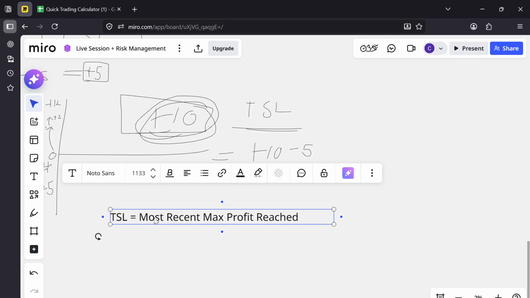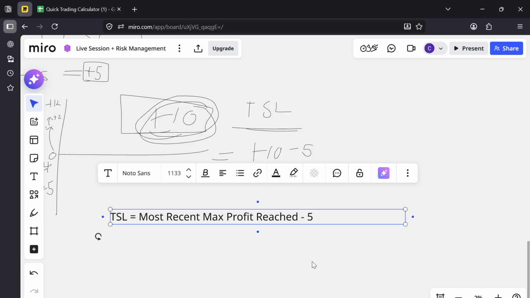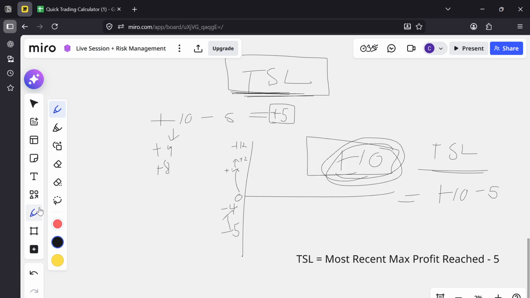But your trailing stop loss literally will just equal your most recent max profit reached minus 5. That's all that it is, okay? And as I explained, if your most recent max profit reached was plus 10, but then you go down to like plus 9 or plus 8, you don't move this down to plus 4, or minus that to take it to plus 3. You take the most recent minus 5 and you keep that there, obviously, until you work this down and somehow end up getting down to plus 5. When you get down to that plus 5, you obviously then walk away, right? That's all that it is.